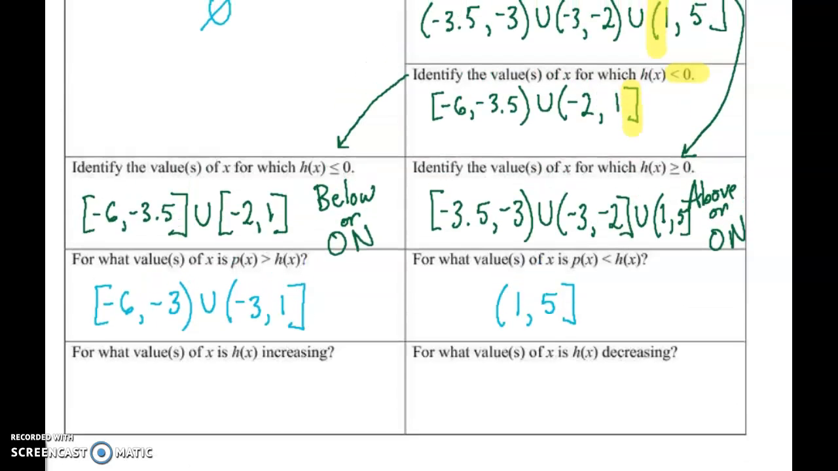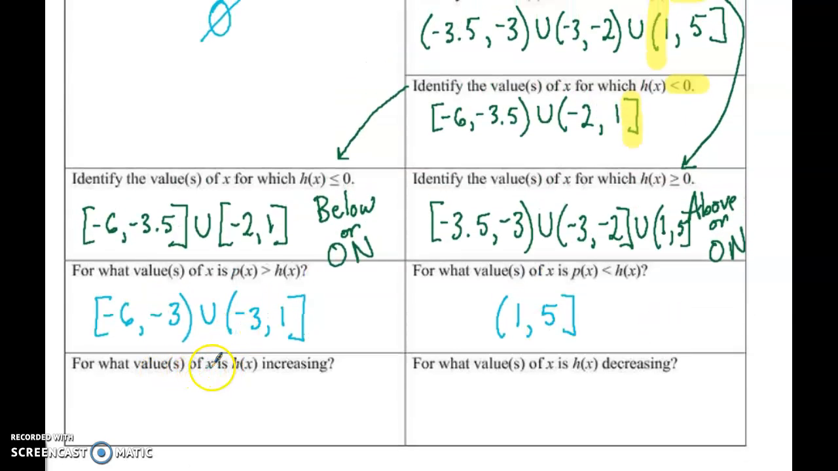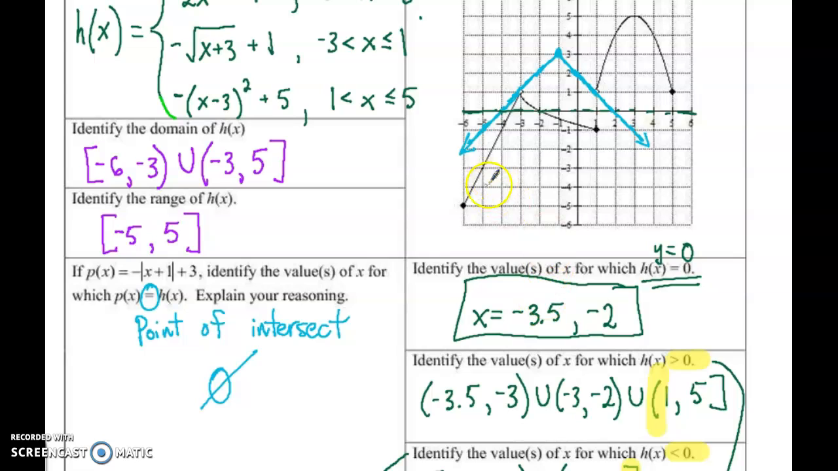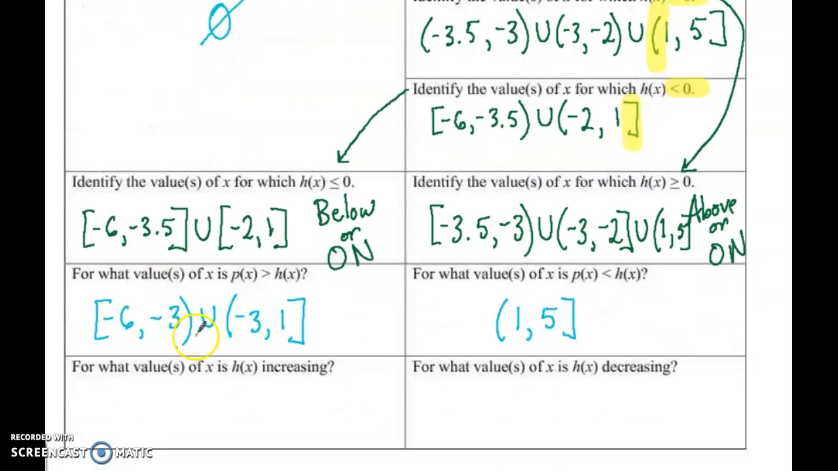And to throw in a couple more questions, for what values of x is h of x increasing? That's back to the original problem, the original graph they gave you. So definitely increasing from negative 6 to negative 3. Again, I would use brackets as long as it's defined. So it's increasing from negative 6 to negative 3, but negative 3 is undefined, so I'm not going to include that.